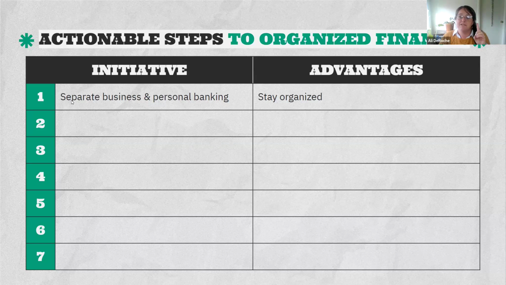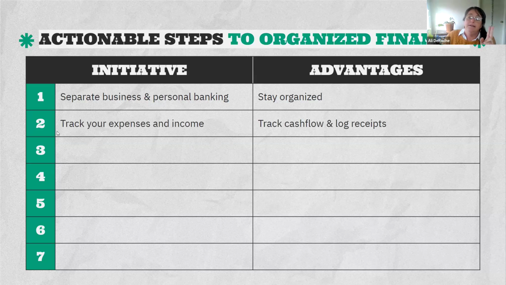All right, our second step. So that's my first actionable step: separate those. So go ahead and open yourself up that banking account. Number two, in any way that we can, we're going to start to try to track some of our expenses and our income. So a lot of people, as they just get started, might just do the bag of receipts, right? We got to start somewhere.